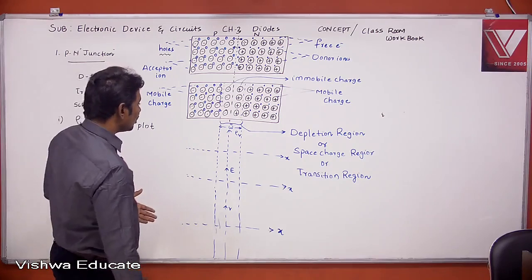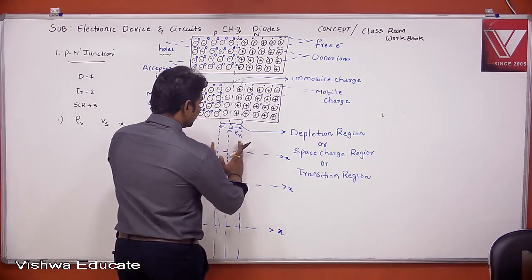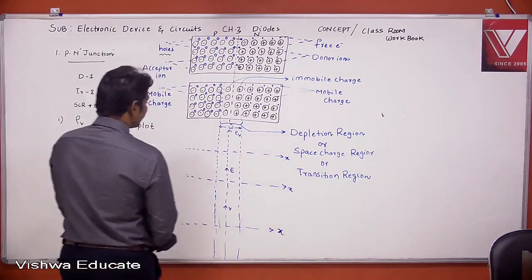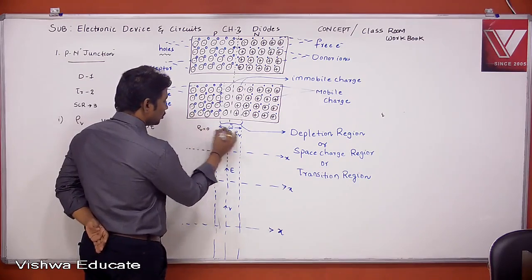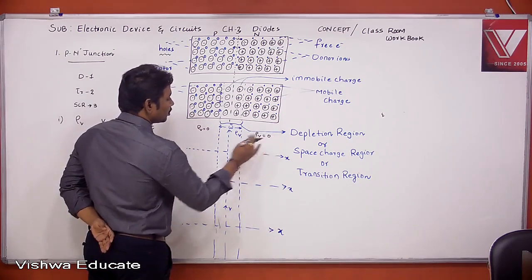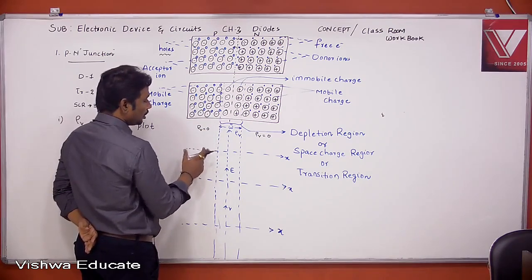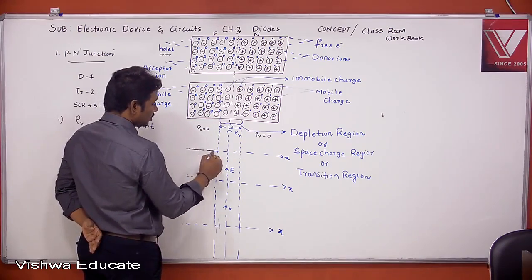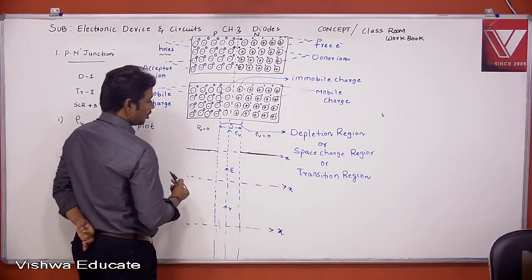First I will start with outside the depletion region. Outside the depletion region actually, what will be the charge density? The charge density value is 0 due to charge neutrality. I already told what is charge neutrality. Because of the charge neutrality, the charge density value is 0.